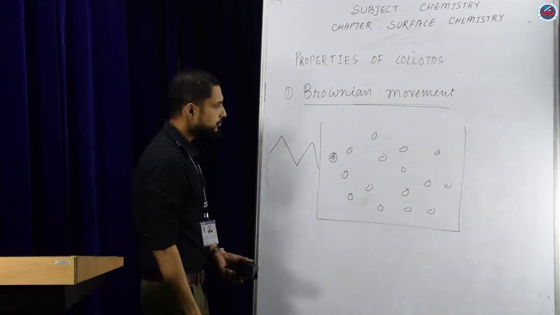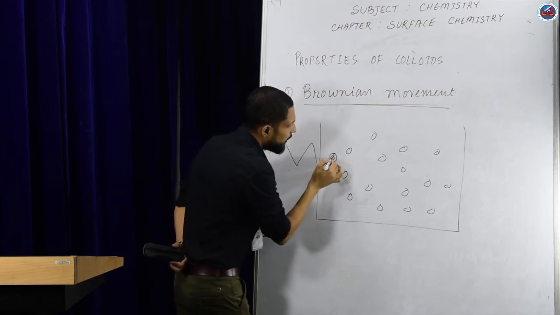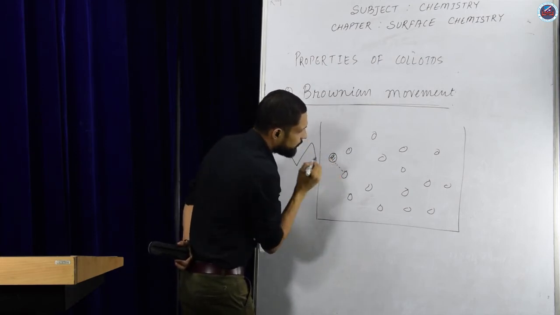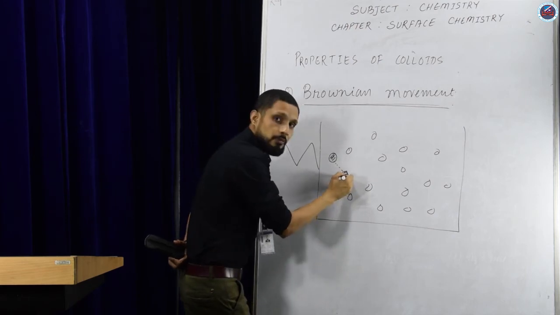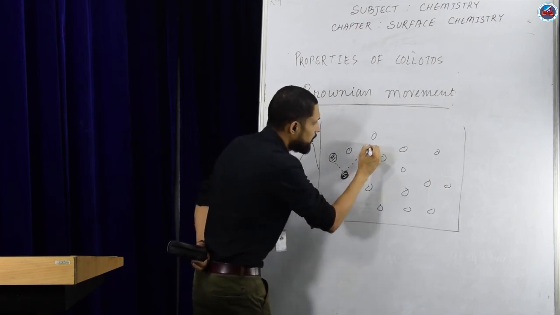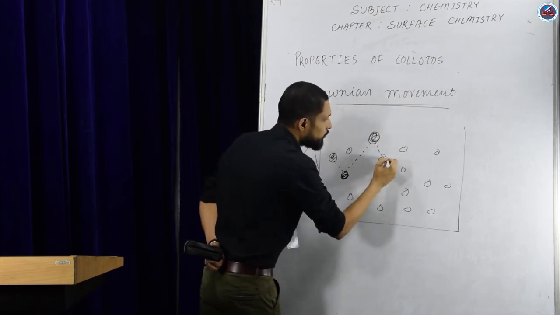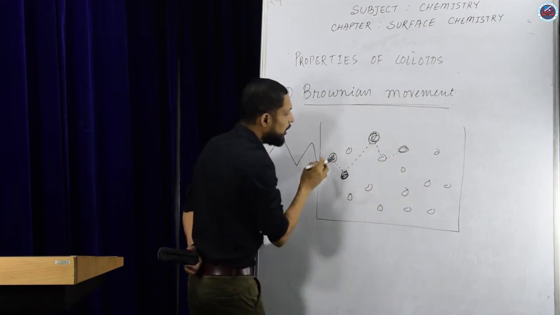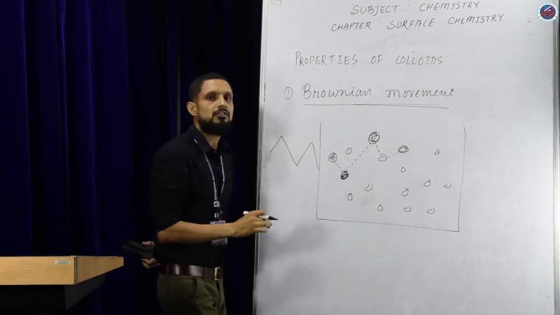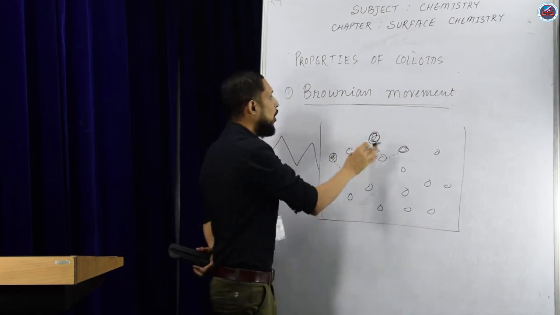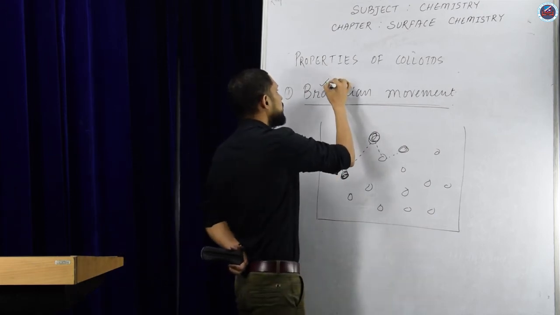movement. Now when the dispersed phase particle is bombarded, this particle, if it's moving in this direction, will strike this dispersion medium particle and change direction. So it reaches here, again strikes this particle, changes direction, strikes this particle, again changes direction. So you can see there is a possibility of a zigzag motion. So this zigzag motion is known as Brownian movement.